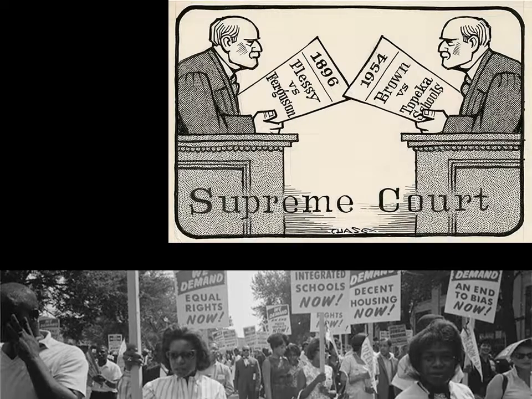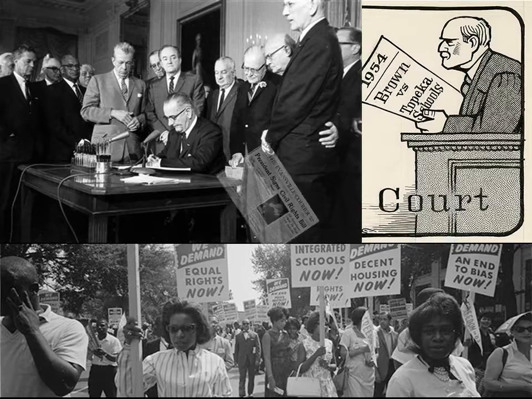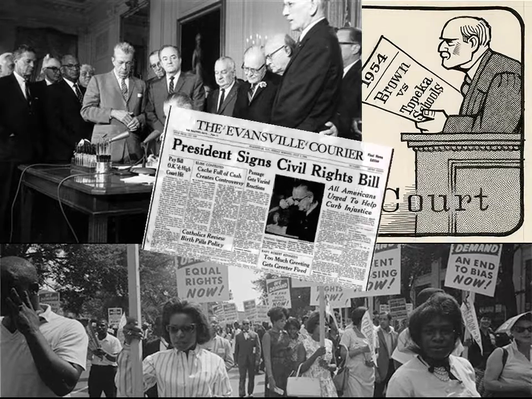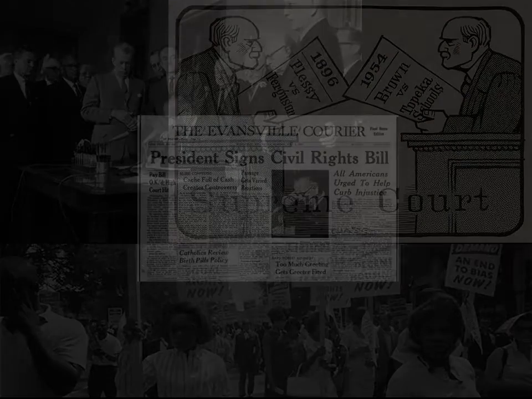It wasn't until 1954 in Brown v. Board of Education of Topeka that Plessy v. Ferguson was overturned, declaring the unconstitutionality of Jim Crow laws. 10 years later, President Johnson signed the Civil Rights Act of 1964, which, among other things, ended segregation in schools.